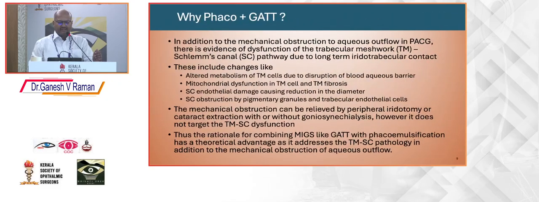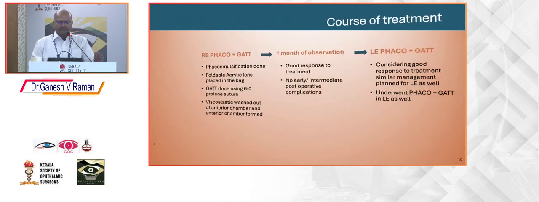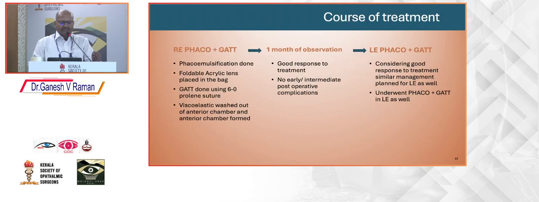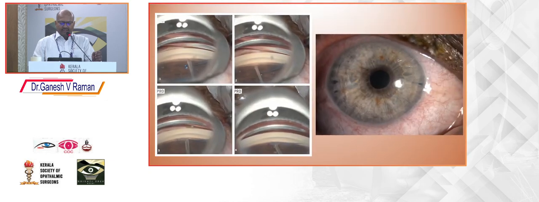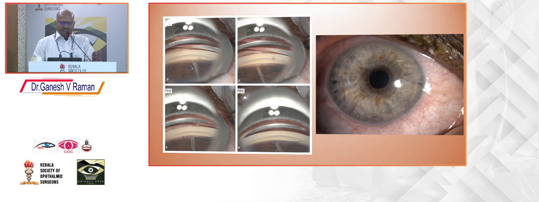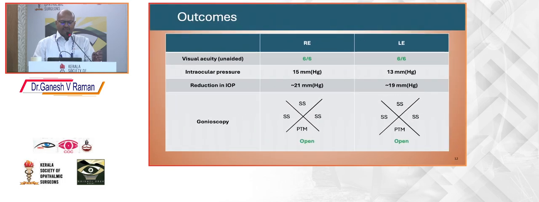Having done that, we had a very good response at 1 month, so immediately we did the other eye as well. So both eyes underwent phaco-GATT, and this is how she presented at 1 month follow-up. The intraocular pressure was 15 millimeters in the right eye and 13 millimeters in the left eye. This is at the end of almost 6 months, and the angles have widely opened up. Even before that, the angles were pretty much opened up.